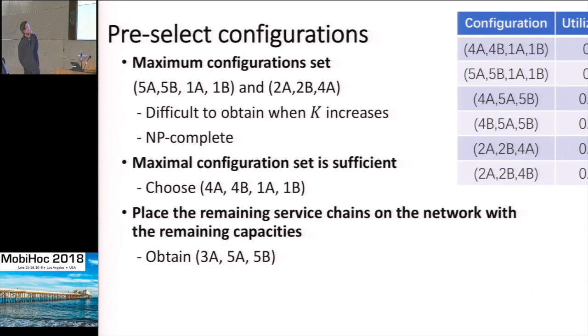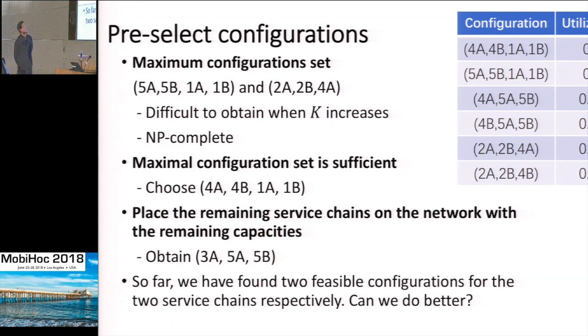Now, how can we place them? One thing we can do is find the maximum configuration set. However, for those of you who look at this maximum configuration set, you know that it is actually an NP-complete problem, so we want to avoid that. Instead, we use the fact that a maximal configuration set is sufficient, so we can choose the first configuration for the first service chain, and then use the remaining capacity of the network to place another service chain.